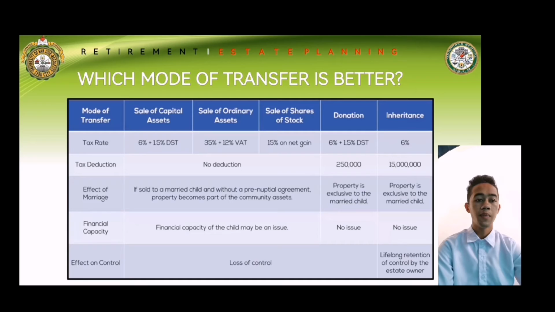Financial capacity. The financial capacity of the child may be an issue. Donation is no issue. Inheritance is also no issue. Effects on control. Loss of control. So inheritance is a lifelong retention of control by the estate owner.